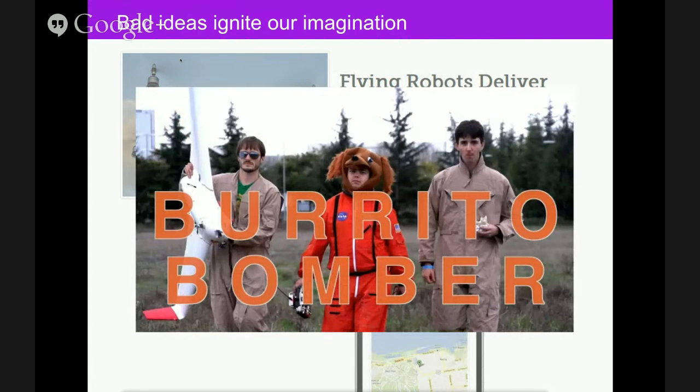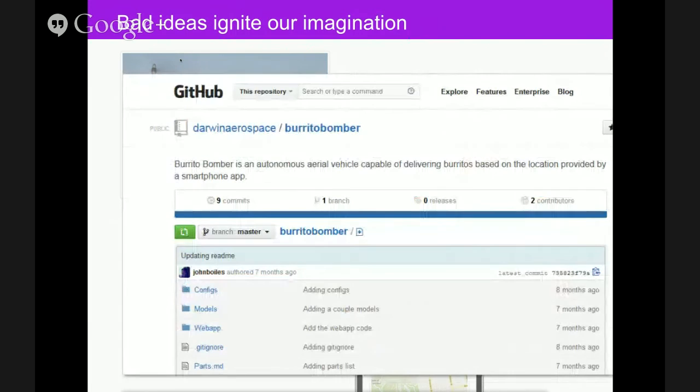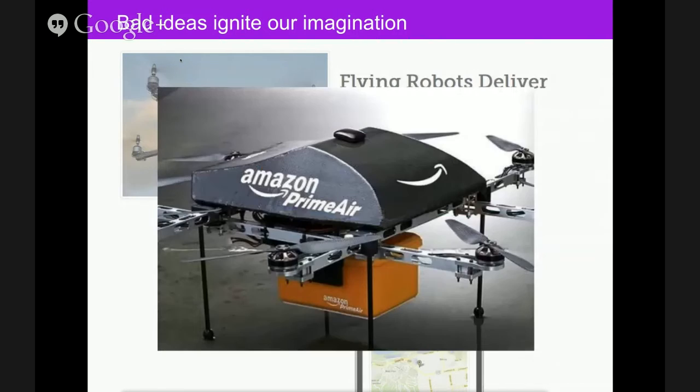Burrito Bomber has a GitHub page with code for it. And so people start taking these things that are bad ideas and start kind of building them. And then, you know, Amazon said that they're going to do it. And Bezos went on TV, and so, you know, it's not that the taco copter people had the idea first, but they kind of put it out as a bad idea, and then it's actually a thing that's happening. It's still a promotion, but it's out there.